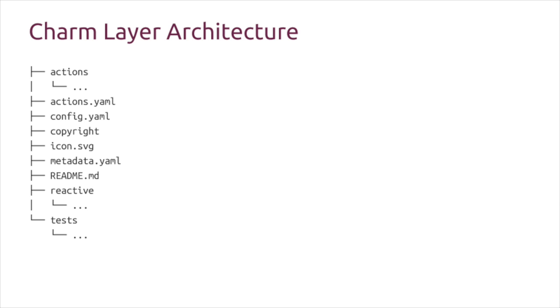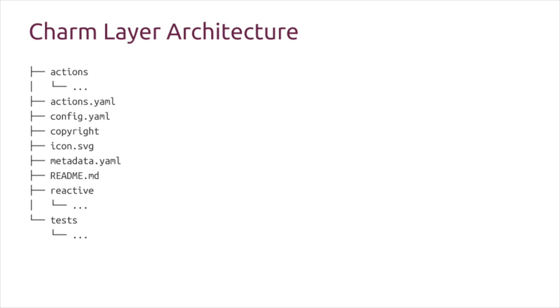Things like copyright files. This is all code. It's essentially a software project. What's the copyright for it? An icon. I mean, it is software again. If you want to have that pretty GUI icon on there when you deploy it, that's where this comes from. And by the way, things like actions. Actions, again, are the distillation of all of those operational patterns that you normally take into the deployed unit.